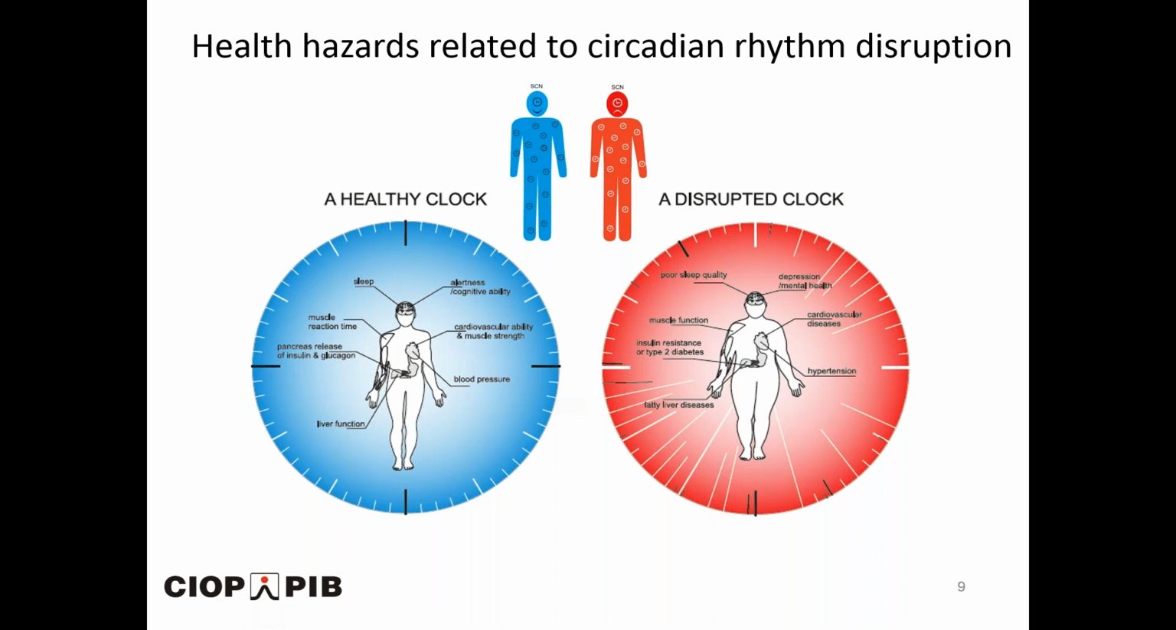So why are we dealing with this problem? Because there are health hazards related to circadian rhythm disruptions. If we maintain a healthy circadian rhythm, it will regulate our sleep, our alertness during the day, muscle and reaction time, as well as release of insulin, blood pressure, but also liver function, cardiovascular ability and muscle strength.